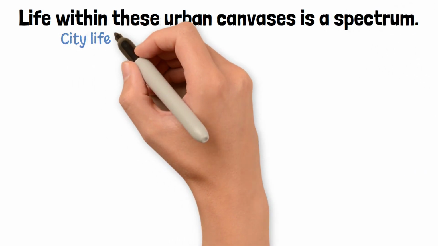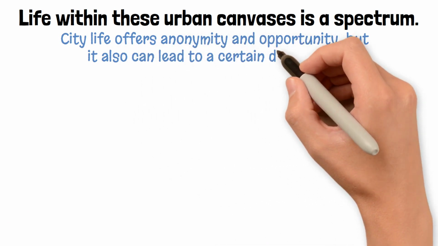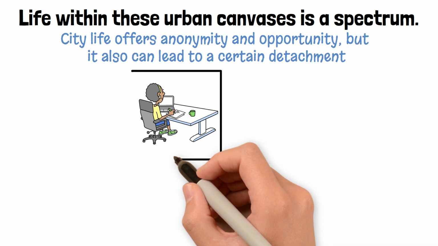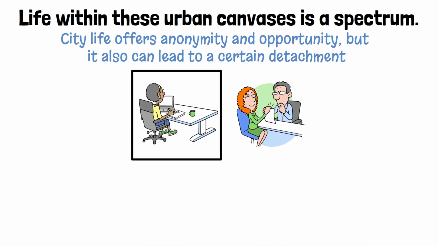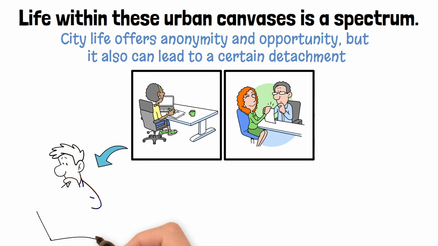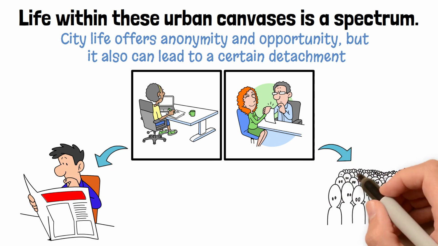City life offers anonymity and opportunity, but it also can lead to a certain detachment, a norm of non-involvement, where individuals engage in techniques to maintain personal space amid the crowds. For instance, someone might use a newspaper to shield themselves from others on a packed subway, a small act of creating a private bubble in a public space.